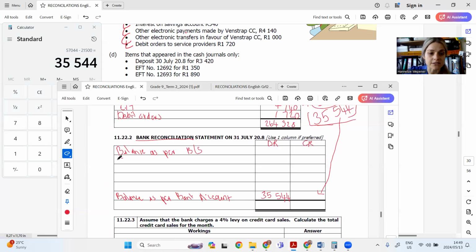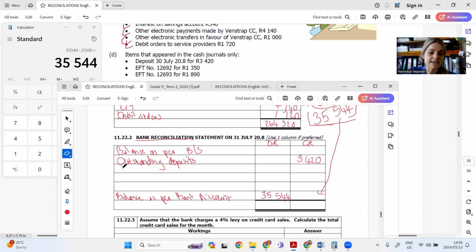As soon as outstanding deposits appear on the bank statement, they will have a positive effect on the bank statement balance. In other words, it will have a credit effect on the bank statement, because remember, when we have more money in our bank account, it will be a credit on the bank side, even though it's the debit on our side. So it is 3420 because it will increase my bank statement balance.